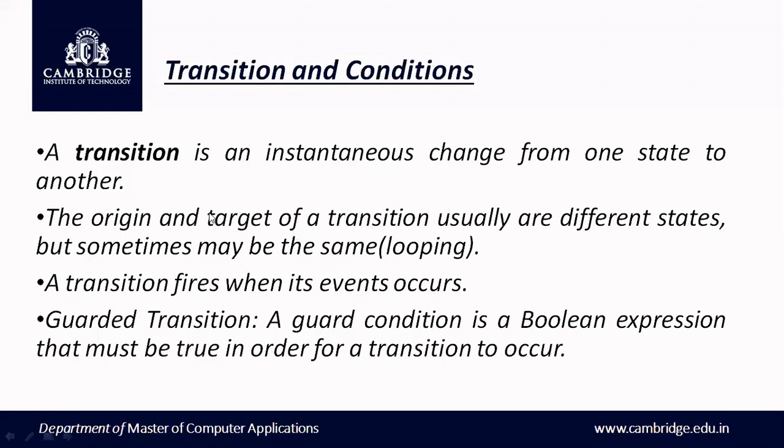So that is about the types of transitions, and we have one more special type of transition called a guarded transition. What is this guarded transition? Here the transition takes place only when a particular condition is satisfied. The condition may be in the form of a Boolean expression. Whenever this Boolean expression is true, which in turn means the condition is true, the transition will occur.